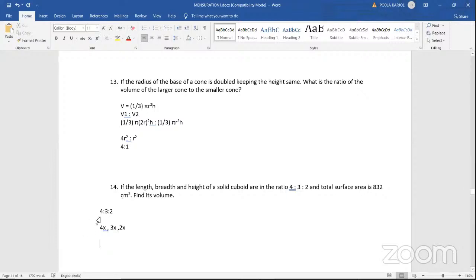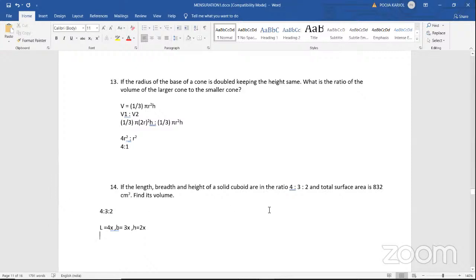4 is to 3 is to 2. These are numbers formed when a common number is divided out. 4x, 3x, 2x are the actual numbers, the actual length, breadth, and height of the cuboid. When you divide them among themselves, x and x cancel. That's where 4 is to 3 is to 2 comes from. Otherwise, they are actually these numbers. These are just ratios. So 4x is the length, breadth is 3x, and height is 2x.